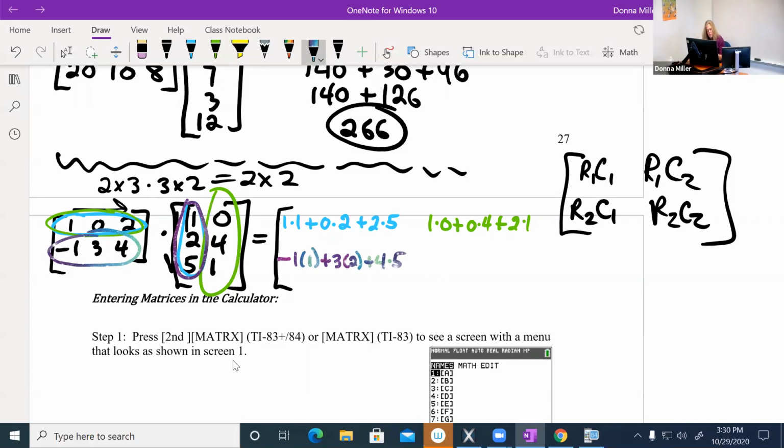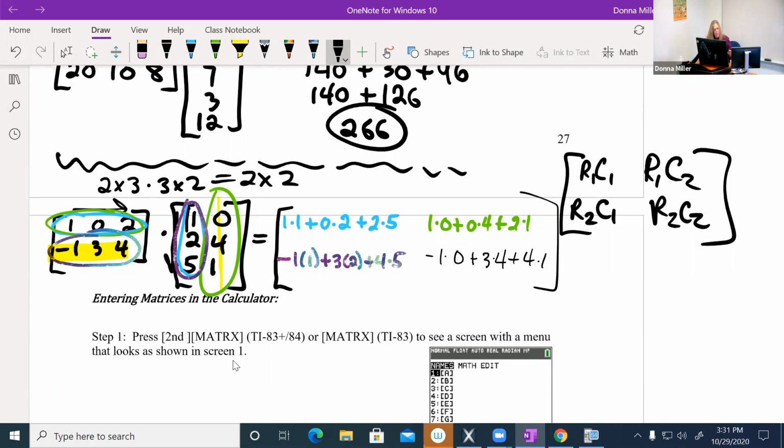So now I need a different color, I'll do it in yellow. We'll do row 2, column 2, like that, right? So I'm going to do -1. Can I do this lightly? No, it's not going to let me. Let's do it black. All right, -1 times 0 plus 3 times 4 plus 4 times 1. All right, so that's all the math that's required.